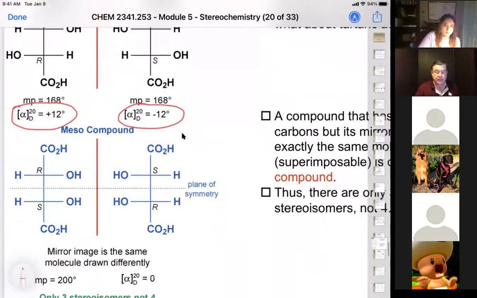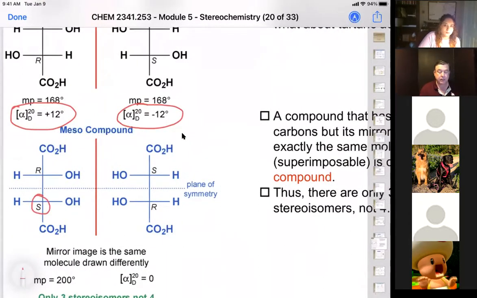Okay, in this case, we're going to flip the lower stereocenter. To do that, all we do is move the OH over here and the H over there, and we get the S orientation on here. So now we have our RS conformation here.